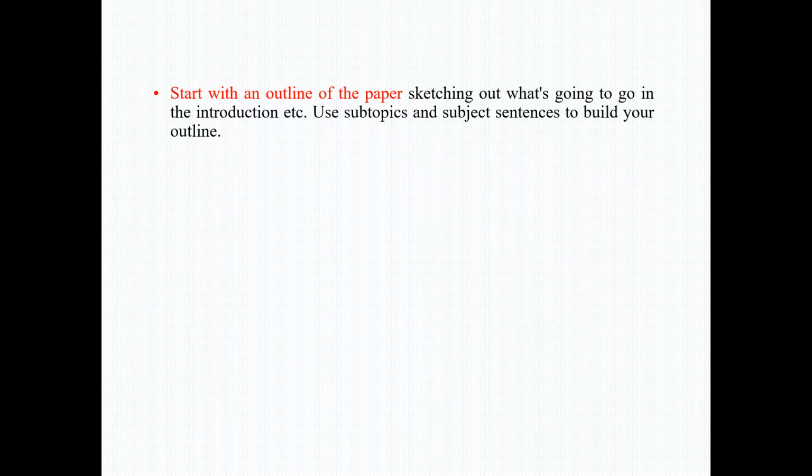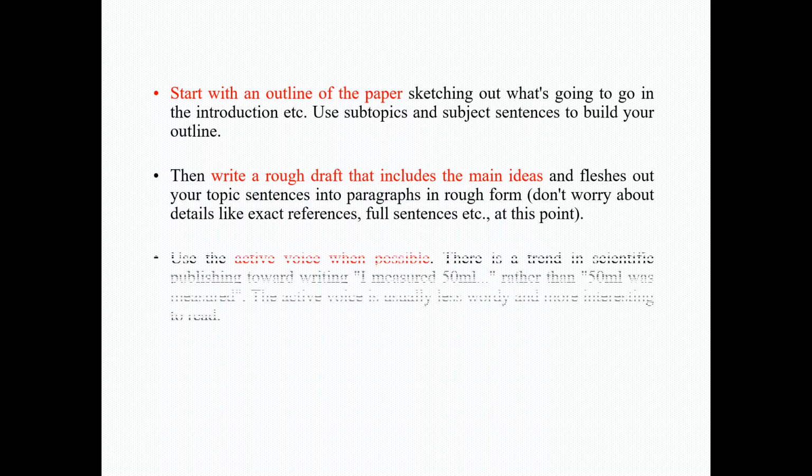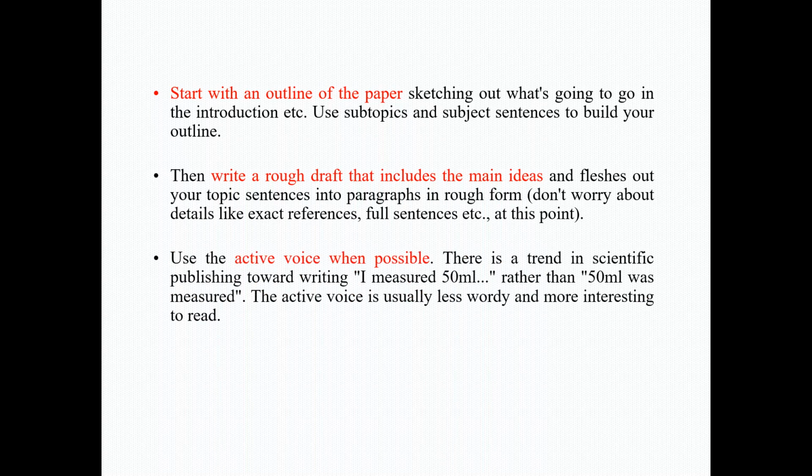Use subtopics and topic sentences to build your outline. Then write a rough draft that includes the main ideas and fleshes out your topic sentences into paragraphs in rough form. But don't worry about details like exact references, full sentences, etc. at this point. Use active voice when possible.